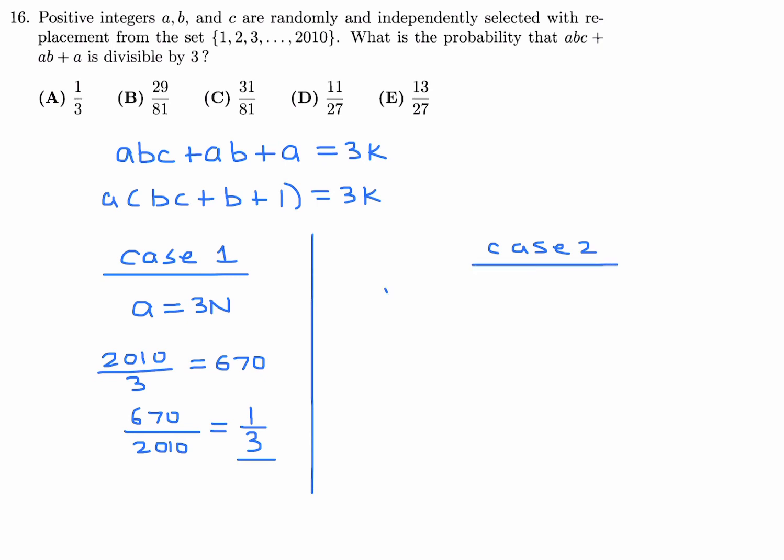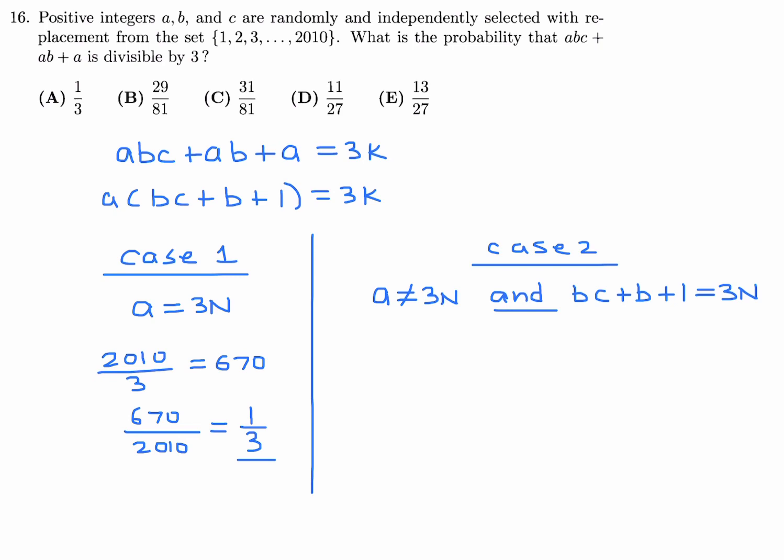Case 2 is when a is not a multiple of 3. So it's not 3, 6, 9, 12. It's like 2 or 5 or 11 or something like that. And this guy is a multiple of 3. So bc plus b plus 1 is equal to some multiple of 3. All right? So both of these have to happen to get a unique probability for this case.